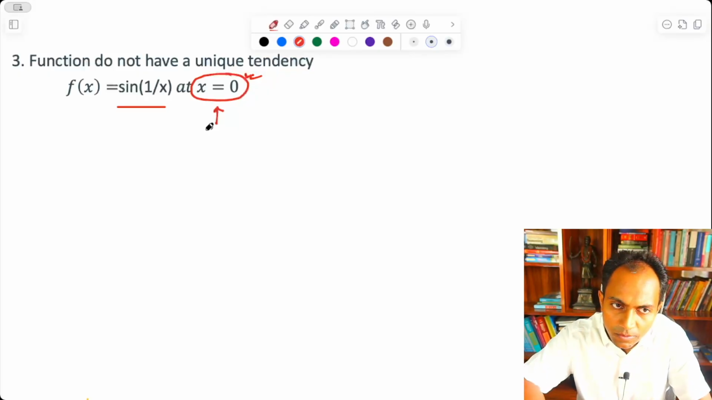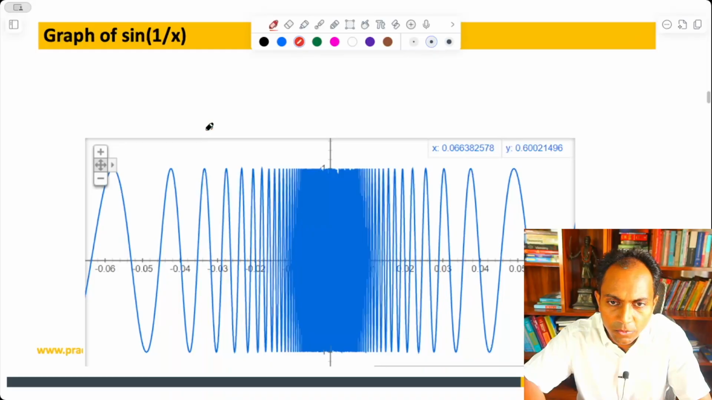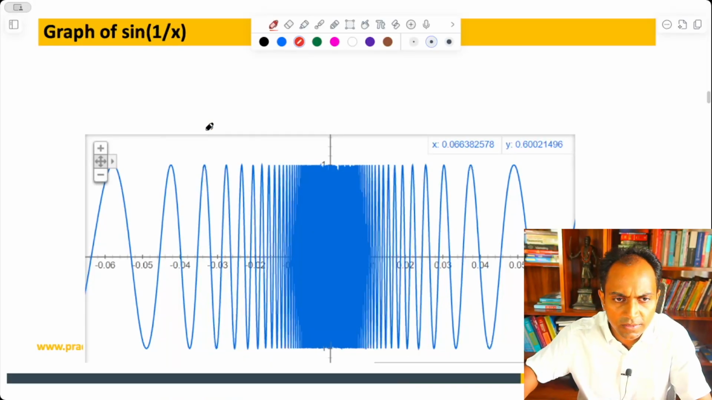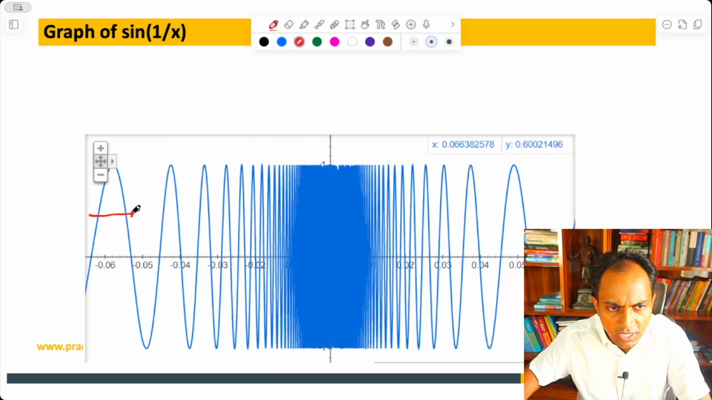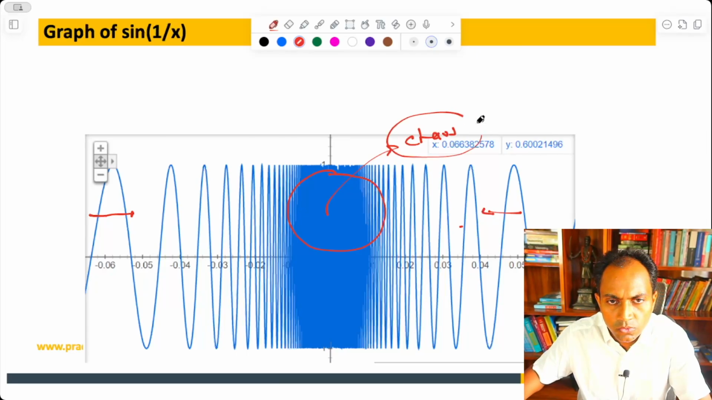Why is this so important? Because if I take my computer and draw a graph, this is how the graph looks like. You can see that the fluctuation starts increasing when you start approaching 0. And this is minus 0.6. Here also same thing is happening. By the time you reach this portion, you can see it is a complete chaos. You don't know what is happening.